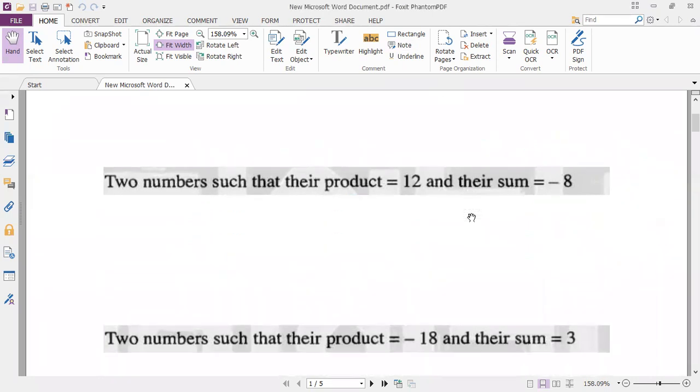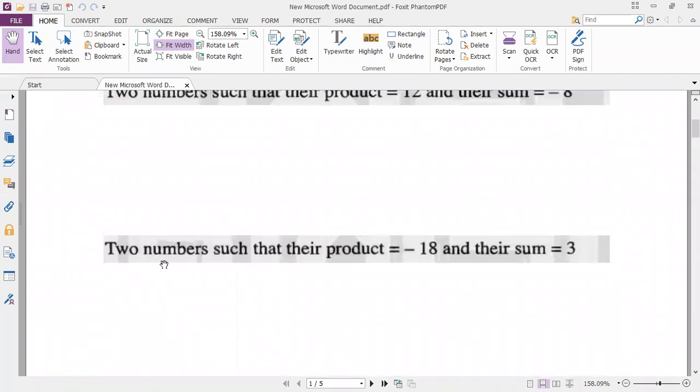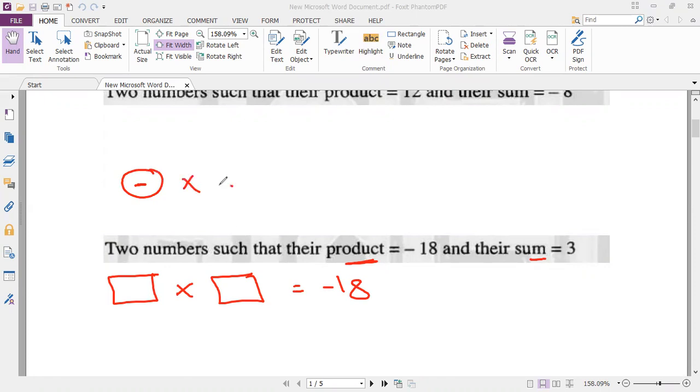The next one: two numbers such that their product is -18 and the sum is 3. So a number multiplied by a number equals -18. So one of them is positive and the other one is negative. Why is that? Because negative times positive equals negative.